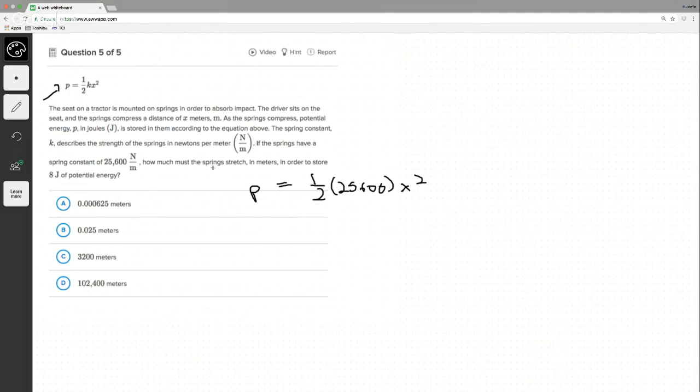It says, how much must the spring stretch? Again, what does it stretch? Where's the stretch or compress or whatever? We're talking about the x value. How much does this thing have to stretch in order to store 8 joules? And remember, the amount of energy is just our P value. Look, once we can plug in the values, this isn't that bad.